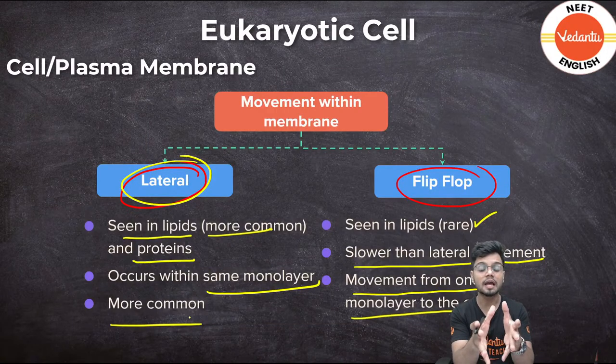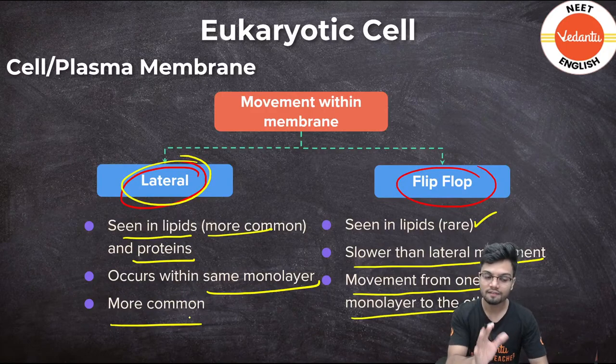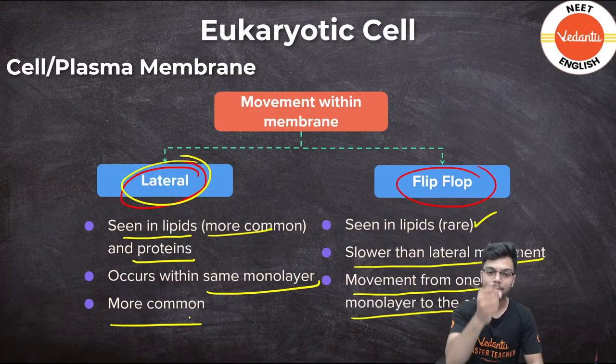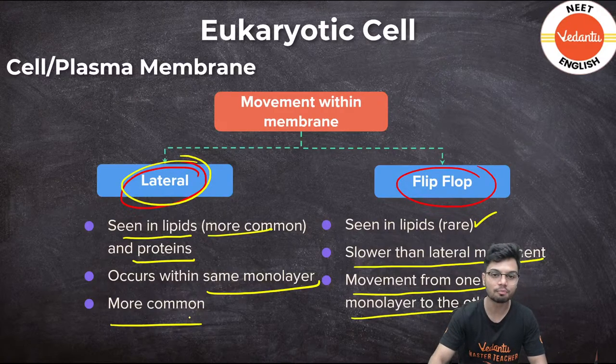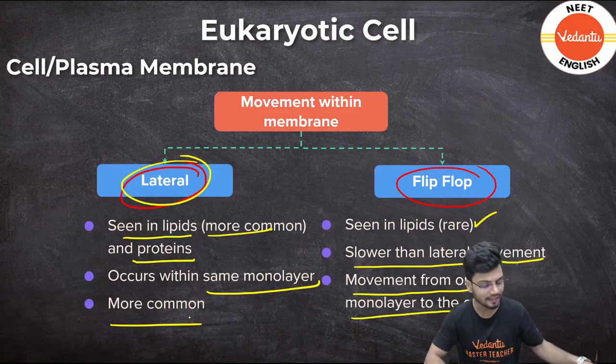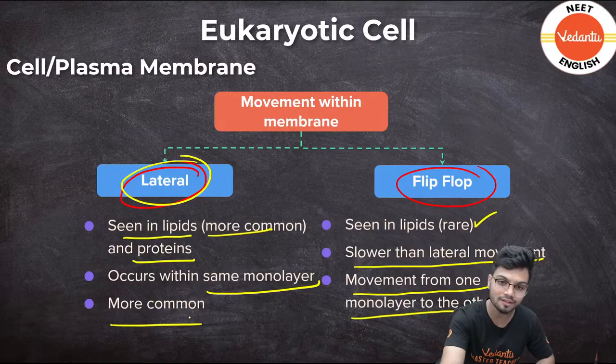Now, because of this type of movements, lateral movement or flip-flop movement, we call the entire plasma membrane quasi-fluid, also called the fluid mosaic model. And this fluid mosaic model was given by which scientist? Who can tell me in the chat right now? Which are the two scientists who gave the fluid mosaic model? I want it in the chat.